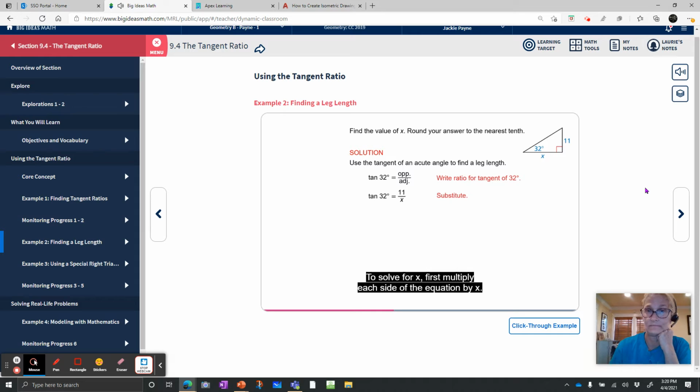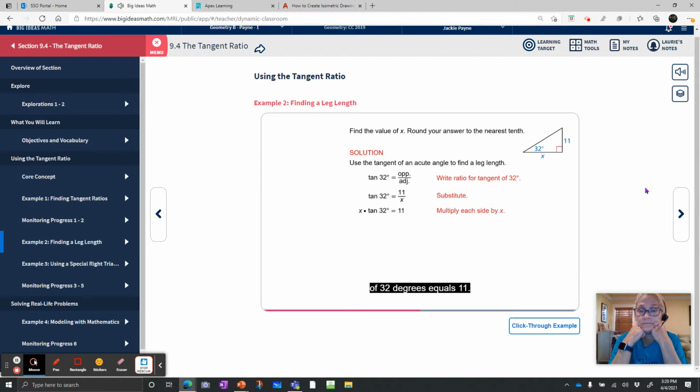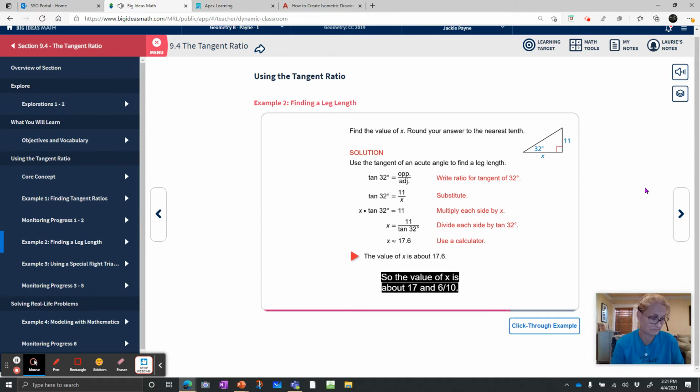To solve for x, first multiply each side of the equation by x. This gives you x times the tangent of 32 degrees equals 11. Then divide each side of the equation by the tangent of 32 degrees. This gives you x equals 11 divided by the tangent of 32 degrees. Using a calculator, you get x is approximately equal to 17.6. So the value of x is about 17.6.